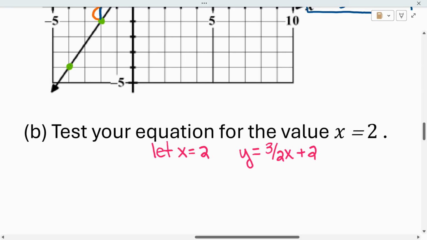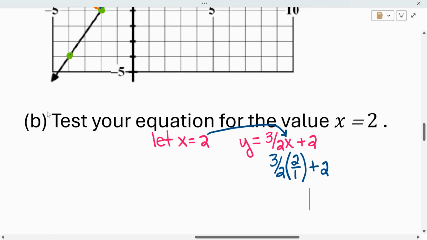So when I say let x equal 2, that means I replace the x with a 2. So I have 3/2 times the whole number 2. So I'm going to write it over 1. 2/1 is the same thing as the whole number 2. I forgot how to multiply fractions.